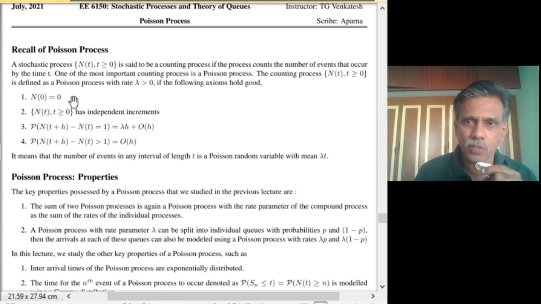One, N(0) has to be 0. That is without loss of generality. And it should have two properties being obeyed. One is the independent increment and another is the time stationarity.